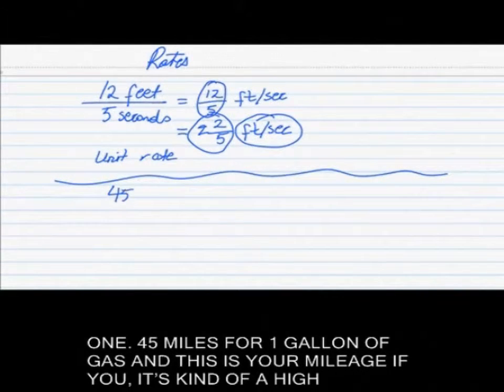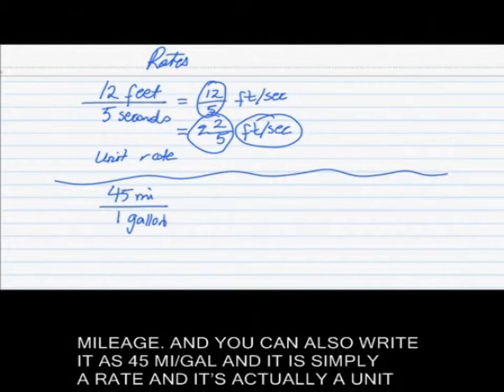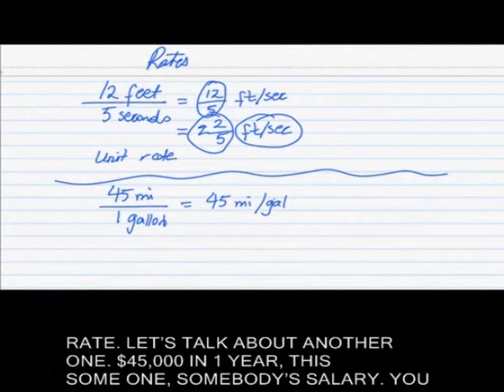45 miles for 1 gallon of gas. And this is your mileage. It's kind of a high mileage. You can also write it as 45 miles per gallon. And it is simply a rate, and it's actually a unit rate.